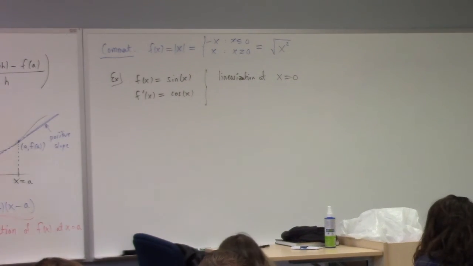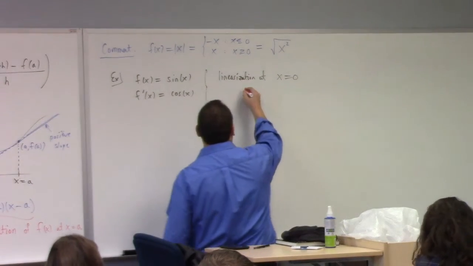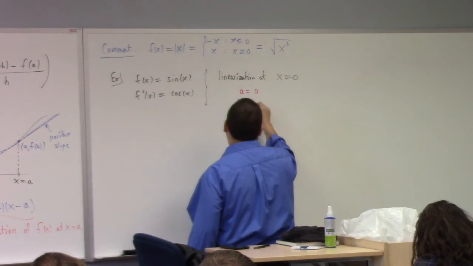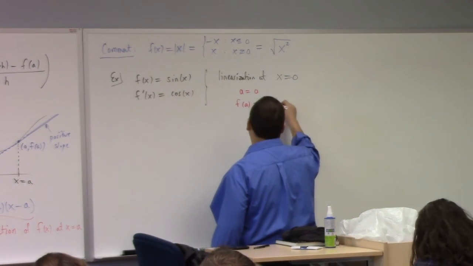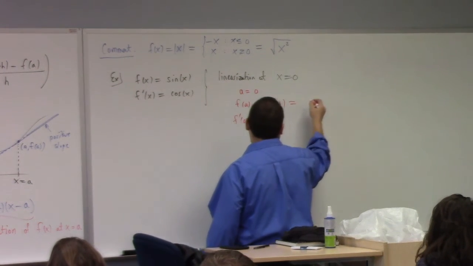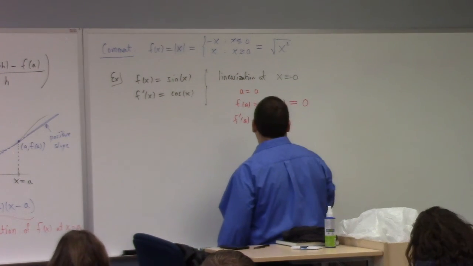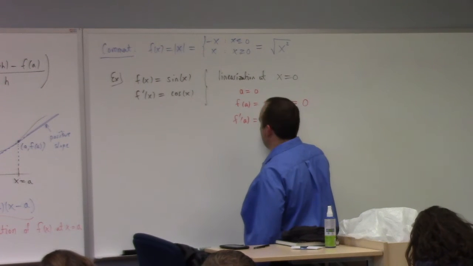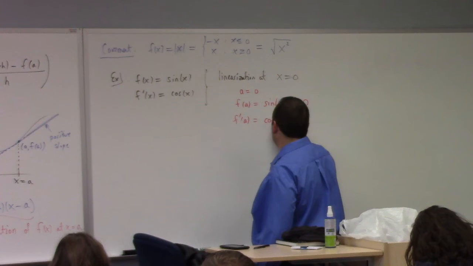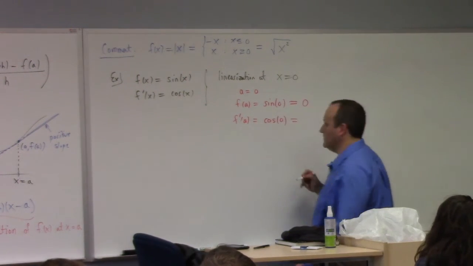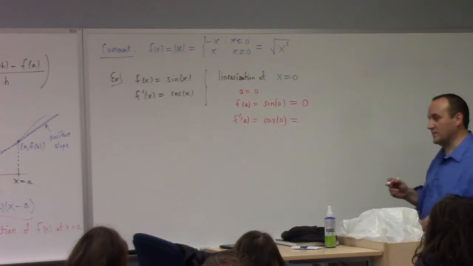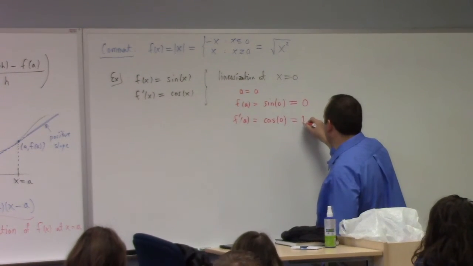So if I must be a slave to my notation, I'm saying a is equal to 0. f of a would be sine of 0, which is what? A sine of 0 is 0. Very good. I like that that was told to me without thinking. I mean, that should be instinctual. If you have to plug that into your calculator, that's not good. We should know sine of 0 is 0 at this point. We should know that cosine of 0 is 1.